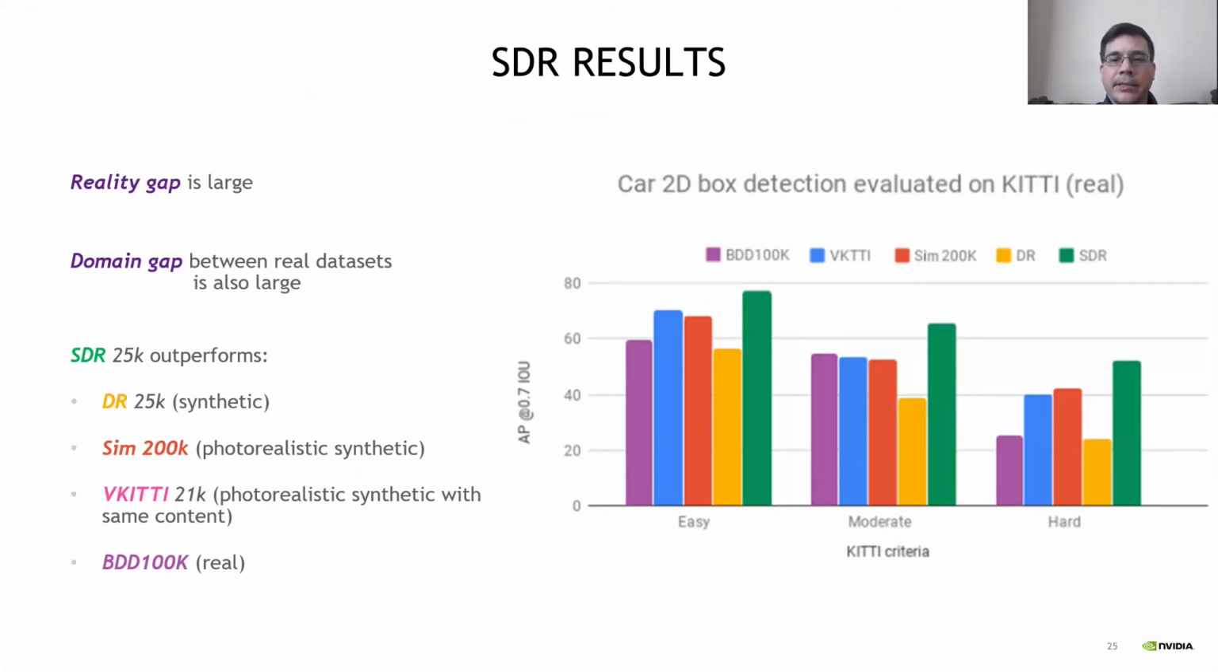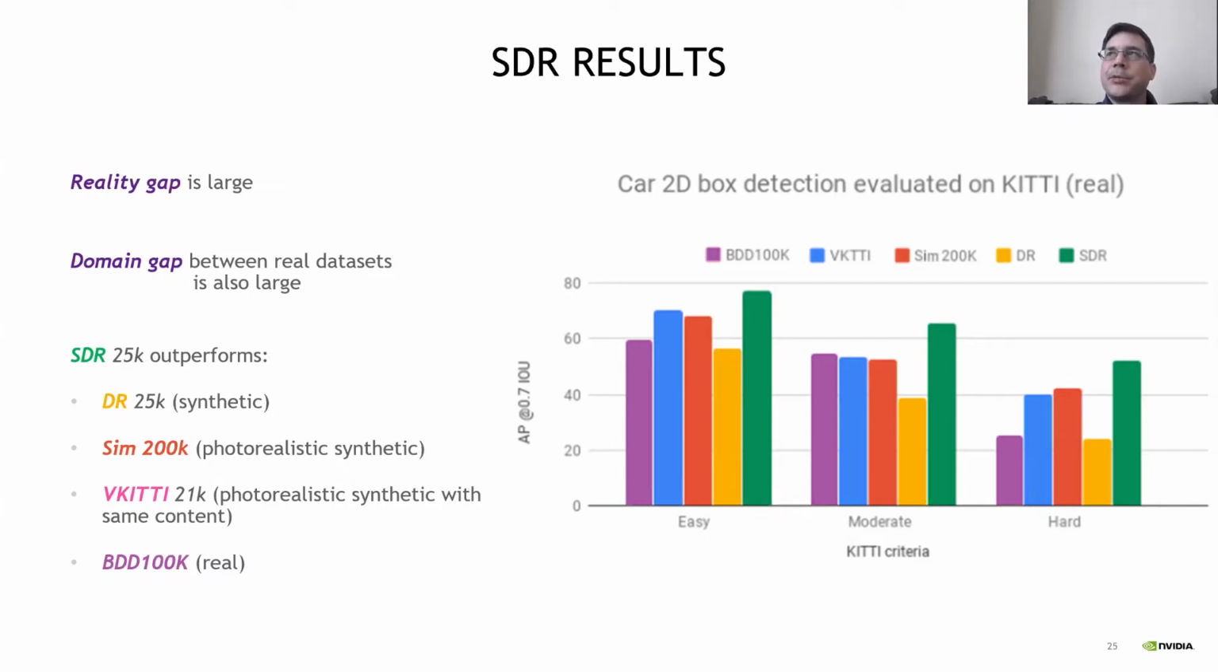And that KITTI data set is divided into easy, moderate, and hard cases, which you see here on this plot. And that's largely due to how close the vehicle is to the camera as well as occlusion. And so the bars show the accuracy of the exact same network trained on different data sets. So larger values are better, and our approach is in green. And you can see that our approach successfully bridges the reality gap.